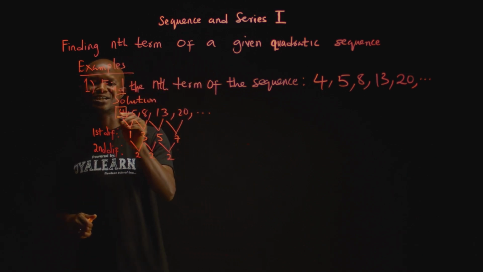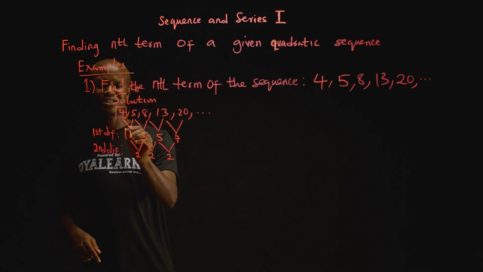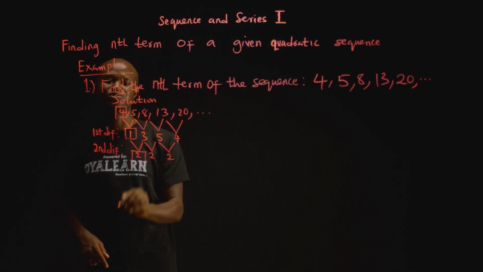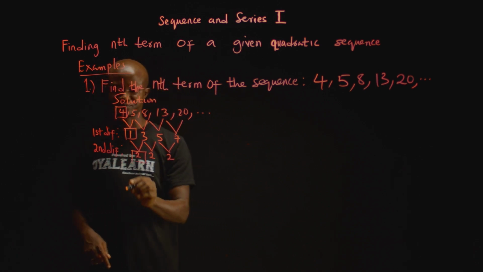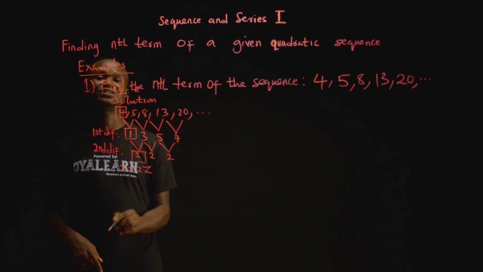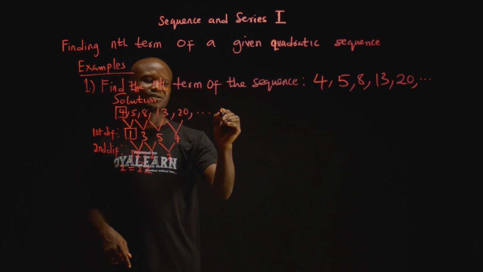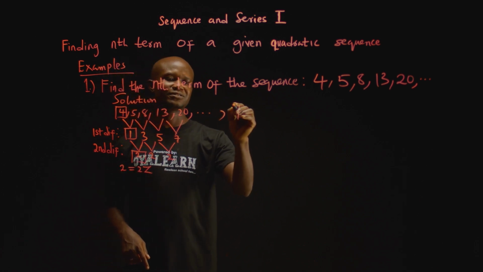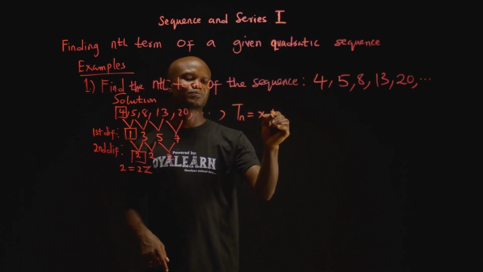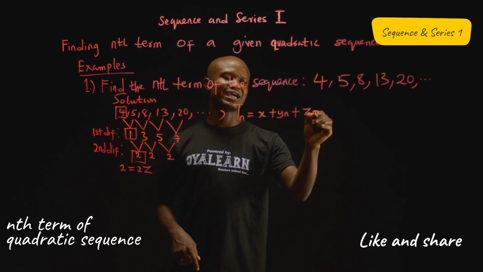Looking at the first term here, it is 4. And we need the first difference here, which is 1. We also need this second difference, which is 2. Now, 2 is equal to 2z, where our Tn is equal to x plus yn plus zn squared.